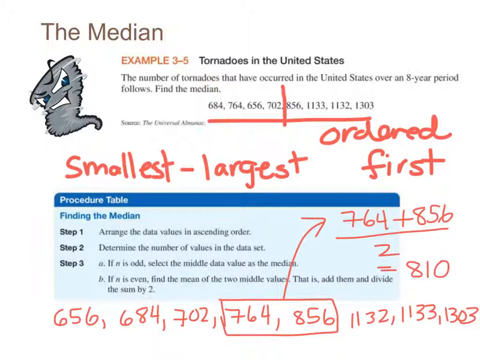So the median number of tornadoes in the United States over an 8-year period is 810 tornadoes per year. That means that in half of those years you had more than 810, and in half of those years you had less than 810.